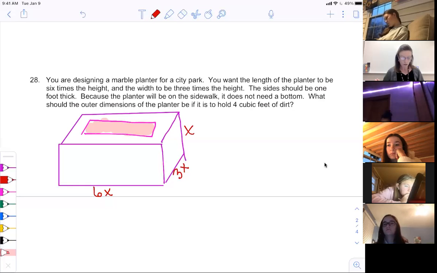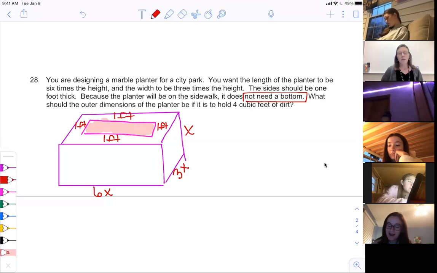We also know that the sides should be 1 foot thick. So we have a foot here, a foot on each side. But it doesn't have a bottom because we're not putting water in this. I mean, yes, we're watering the dirt, but we're putting dirt in it. And if it sits on the ground, the dirt isn't going to spill out. So it doesn't have a bottom.